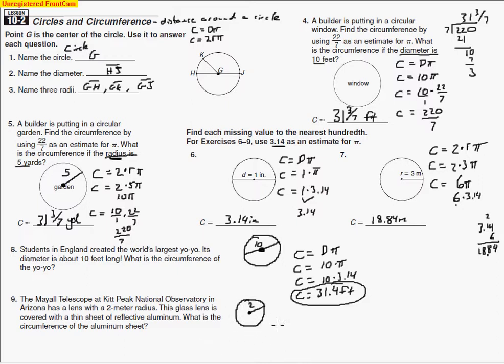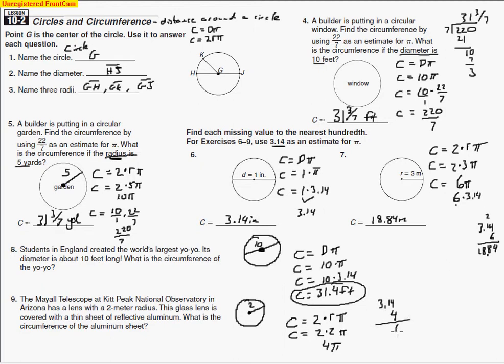So this time we are given the radius. So we need to do 2 times the radius, and then times pi. So the circumference equals 2r, and r is, again, 2 times pi, which makes 4 pi. And so now we got to set up our problem. So they said to use 3 and 14/100. So we're going to do 3 and 14/100 times 4.